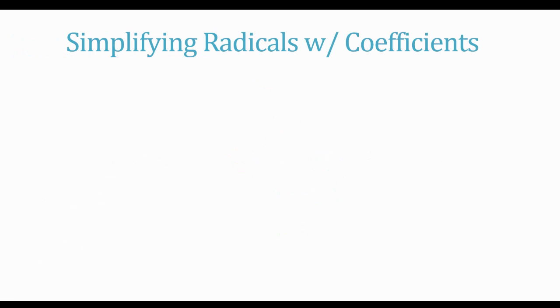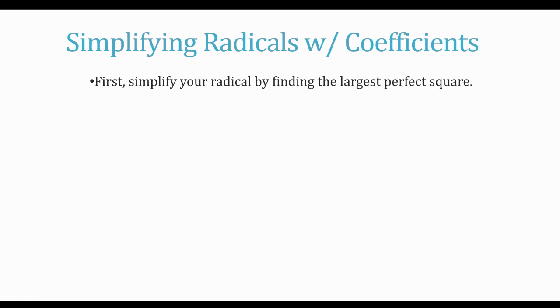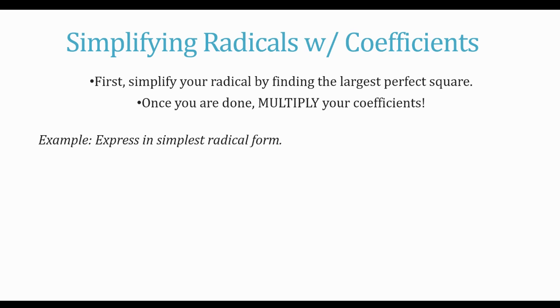Okay, so when simplifying radicals with coefficients, first we're going to simplify the radical by finding the largest perfect square, or the other method where you find a perfect square and then keep simplifying. I'm going to be finding the largest perfect square, just like we did yesterday. That's going to be the first thing that you do before you do anything else. You're going to simplify the radical. And then once you're done, you're going to multiply the coefficients that you have left. Basically anything that's not underneath a radical symbol, you're going to be multiplying together in the end.